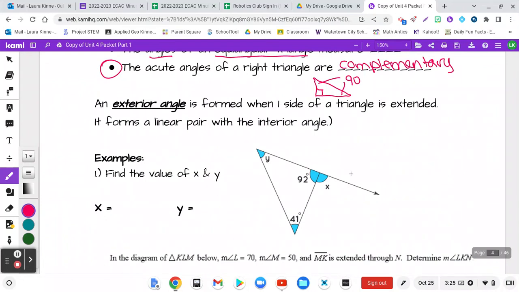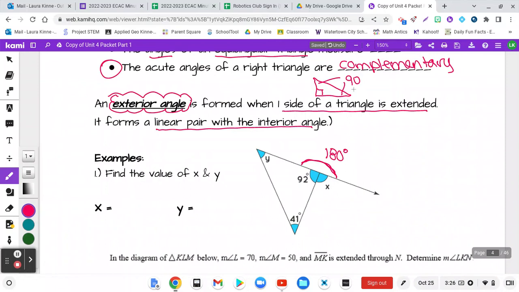Now, what if you have an angle outside of your triangle? That's called an exterior angle, and that's formed when one side of a triangle is extended. It forms a linear pair with the interior angle. So that means from here to here, those are going to add up to 180. Okay, that's a linear pair.